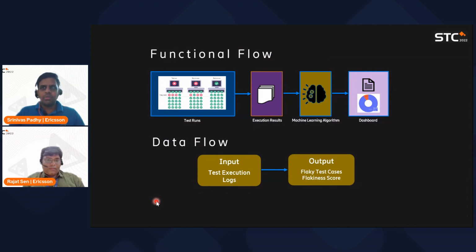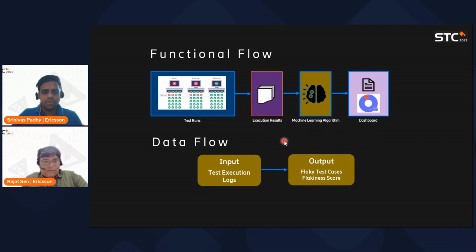So we talked about why we came across this problem and what could be the solution. Let us understand the technical details about it. What would be my functional flow? Basically, I would run my test cases across various runs. These execution results, I'll pass to a machine learning algorithm, and this algorithm will present me the test cases and an overall dashboard.